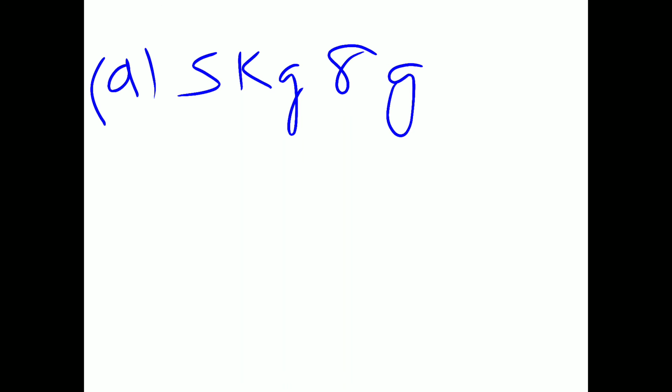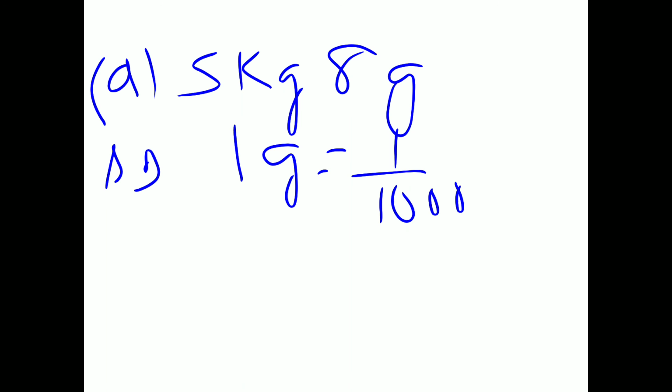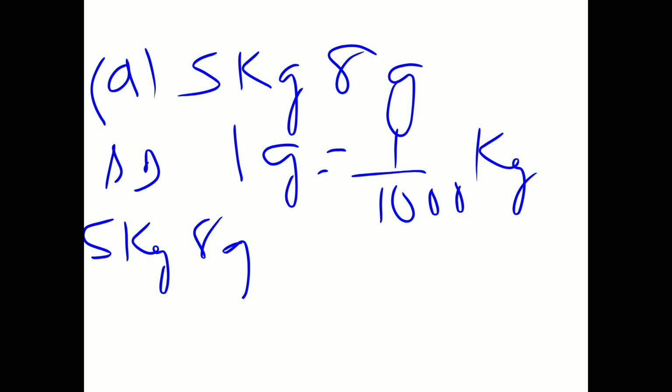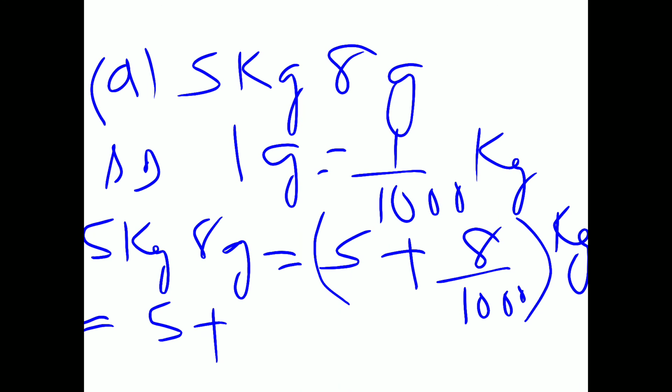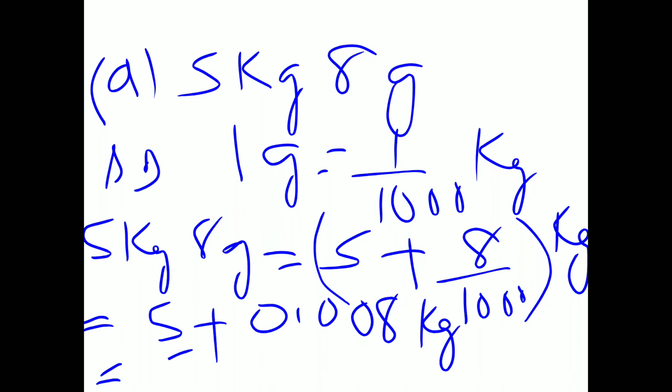Now I do D part. D part is 5 kg, 8 gram. How do we do it? 1 gram is equal to 1 upon 1000 kg. So 5 kg 8 gram will be equal to 5 plus 8 upon 1000, along with this the kg sign will come. So 5 plus, now there are 3 zeros, so after the decimal there will come 3 numbers, so we write 0.008. So the answer is 5.008 kg.